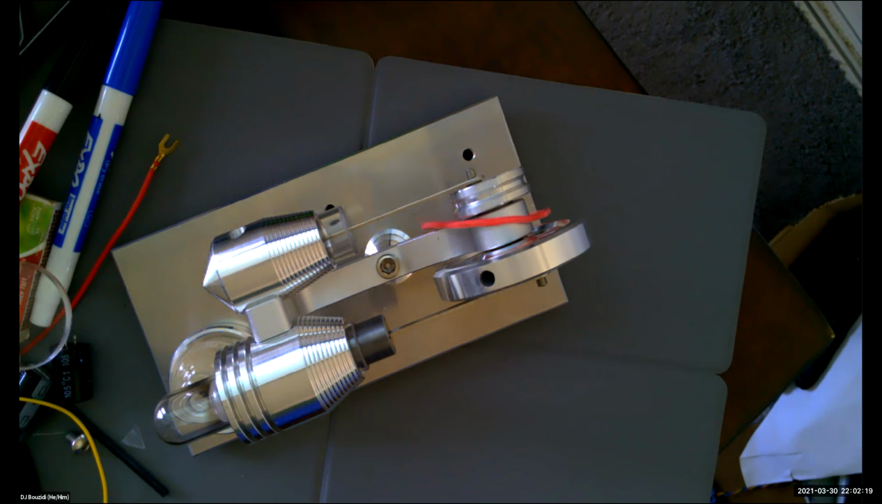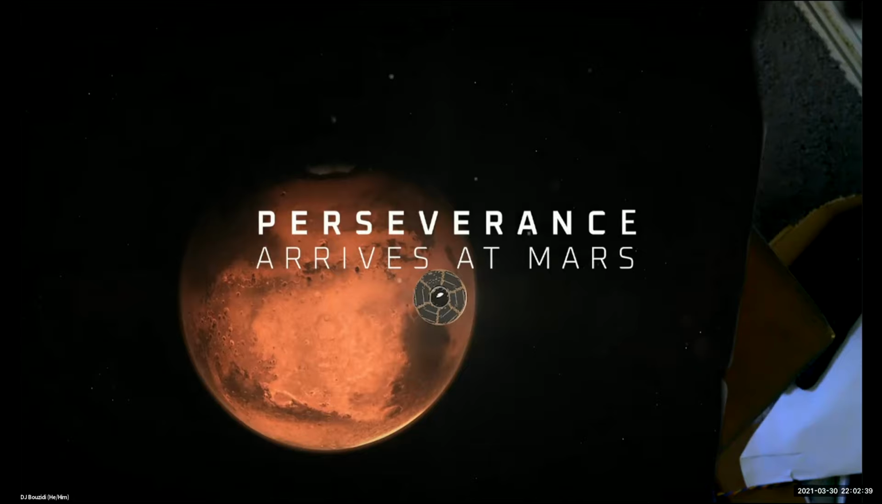This is a fun engine to demonstrate the principles of thermodynamics and heat transfer, the one that we're doing right now, okay? Let me switch cameras, and before I show you my ugly background, let me remove the background in here first. And now we can switch to the other camera.